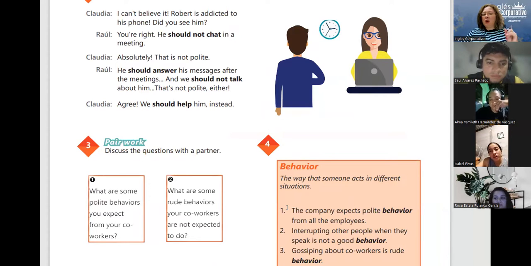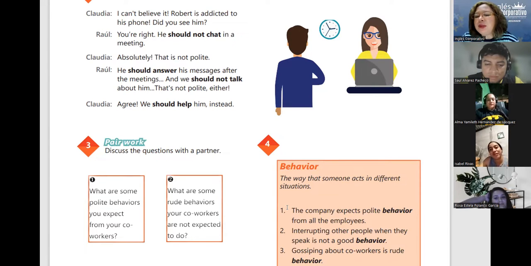The company expects policies behalf from the employer. Vaya, dígalo conmigo. The company expects. Polite behavior. From all the employees. Employees. Yes, Isabel. Ahora okay. Así de corrido, dígamelo usted solita. The company expects polite behavior from all the employees. Yes, Isabel, you did it.